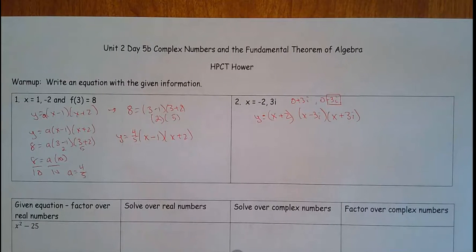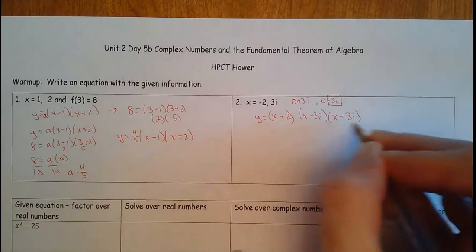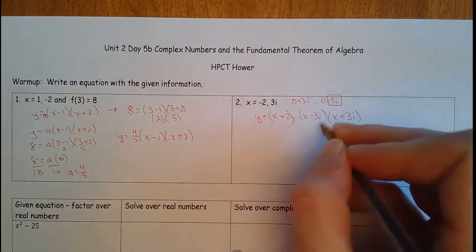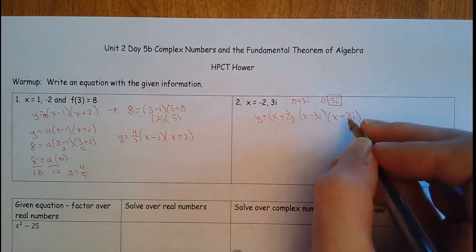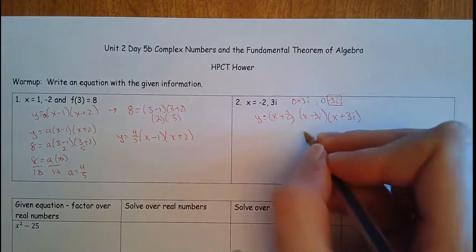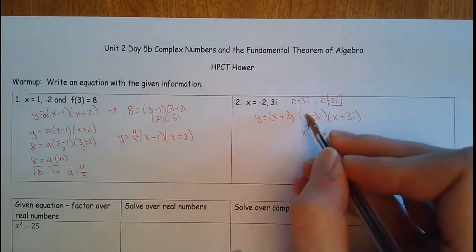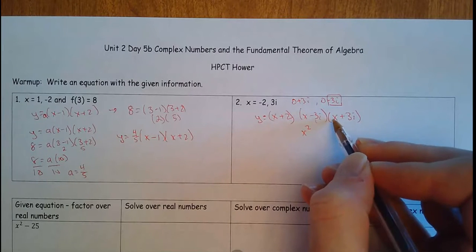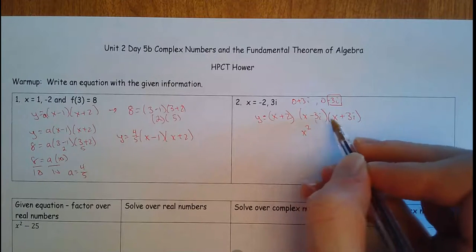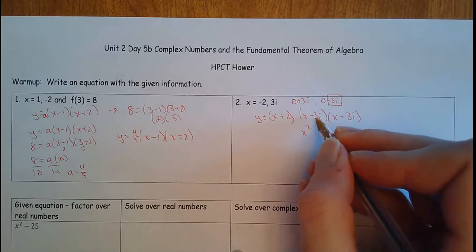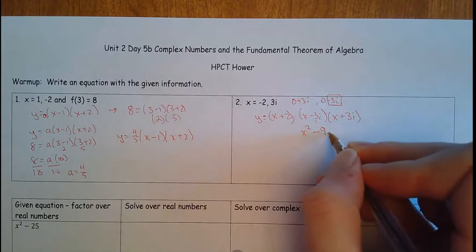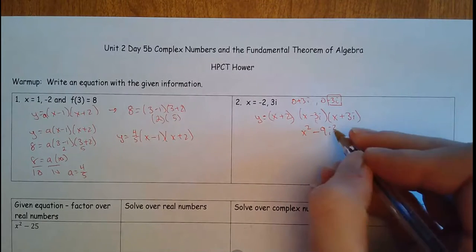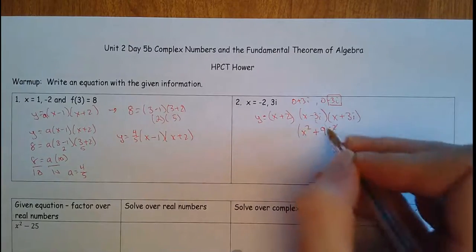Okay, so now let's multiply these together. I'm going to multiply these first. I just want to get rid of those i's. It's just a binomial times a binomial, so just a simple FOIL. So x squared. Outer would be 3xi. Inner would be negative 3xi. So they're going to wipe each other out, so I don't need to put the middle term. The last term would be a negative 9i squared. Remember, i squared is actually negative 1, so that becomes plus.